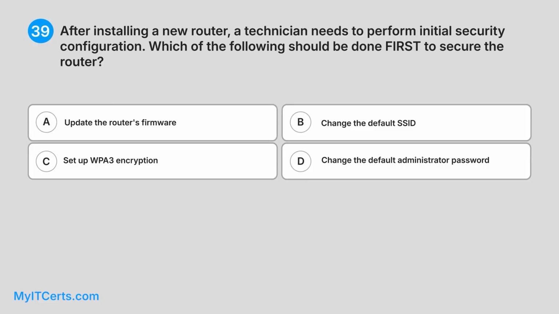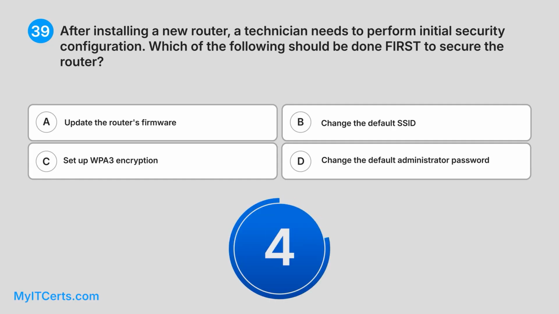39. After installing a new router, a technician needs to perform initial security configuration. Which of the following should be done first to secure the router? A. Update the router's firmware. B. Change the default SSID. C. Set up WPA3 encryption. D. Change the default administrator password.